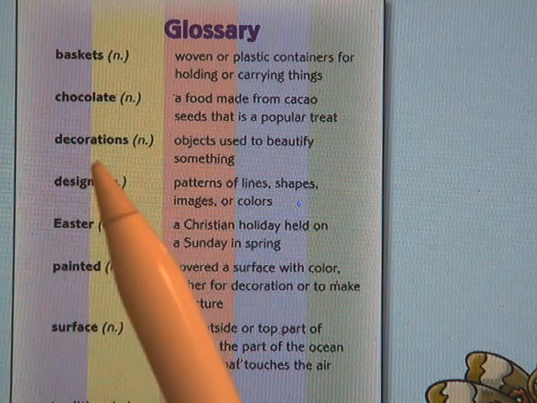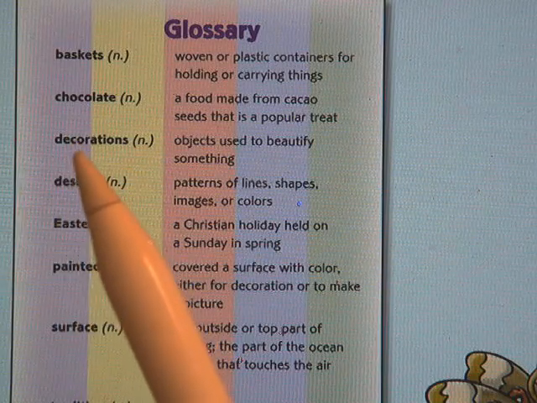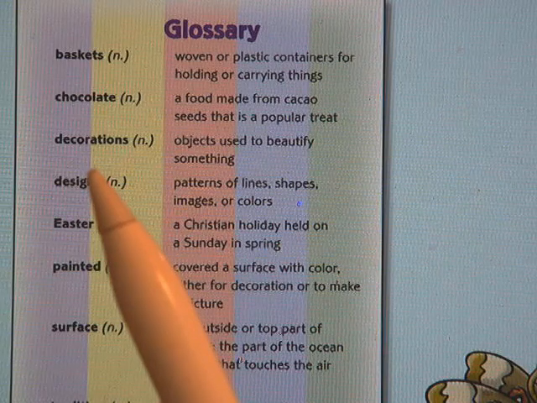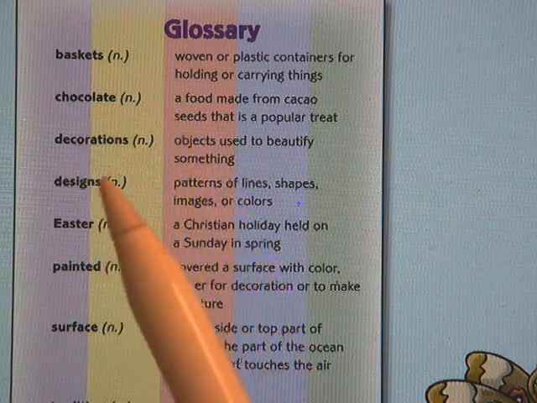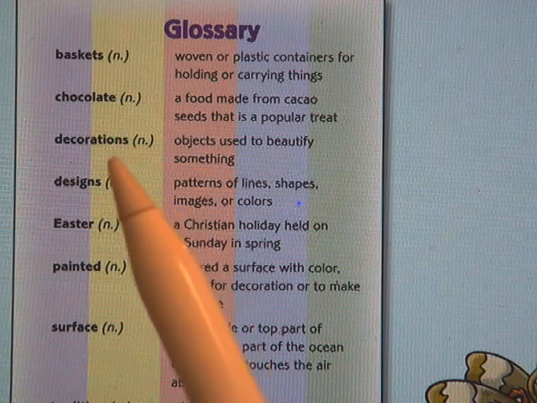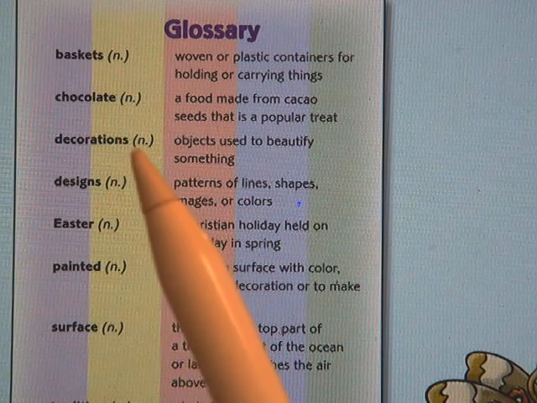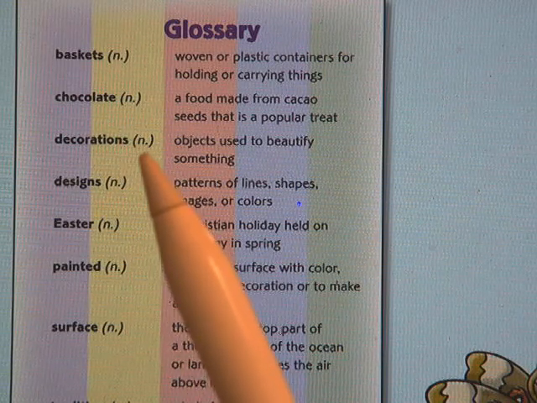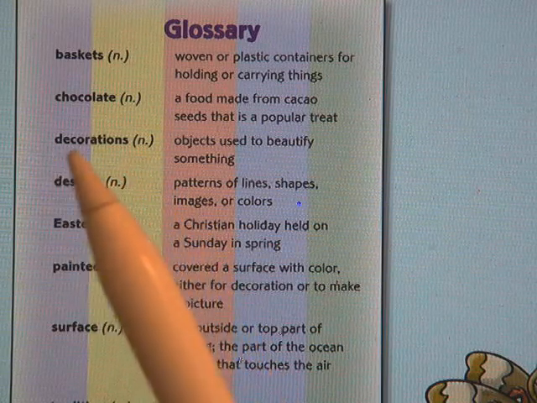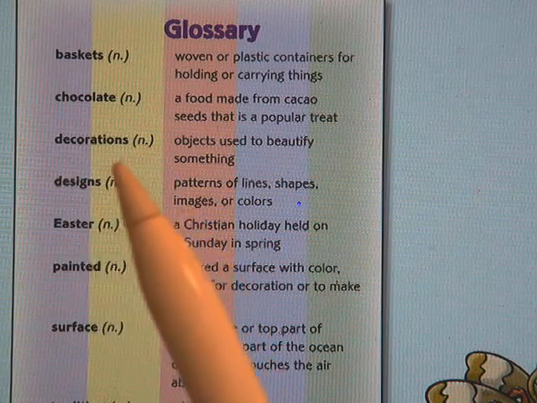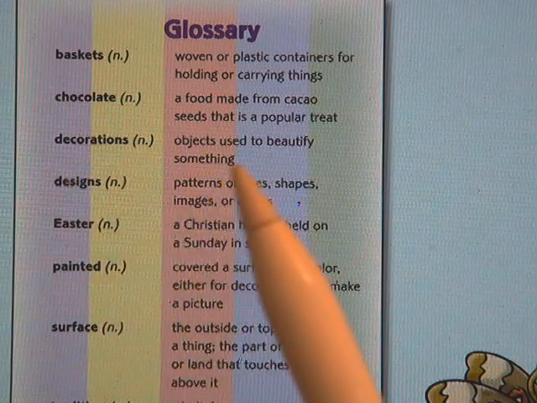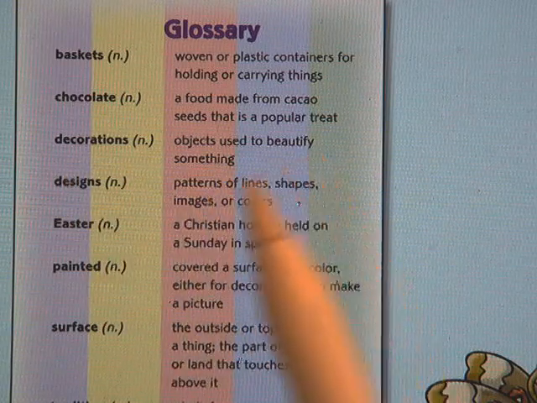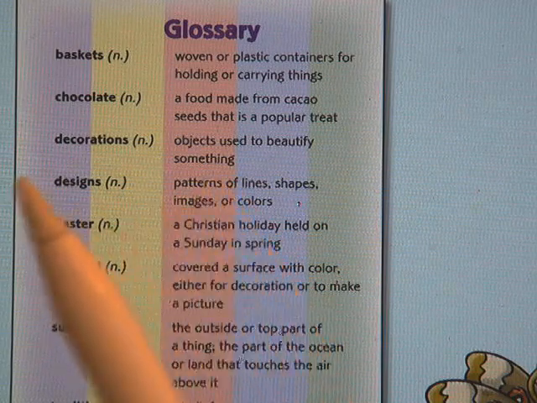Decoration. Say it. Spell it. D-E-C-O-R-A-T-I-O-N-S. Again, that is a noun. And since it has an S on the end, that means that it's a noun that is more than one. So when we say decorations, we're not just talking about one decoration. We're talking about more than one. Objects used to beautify something.